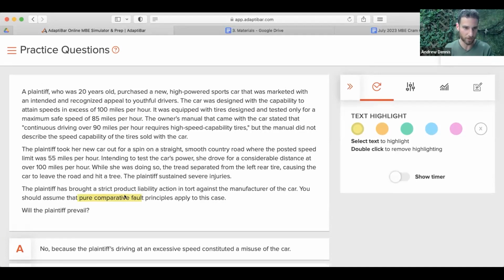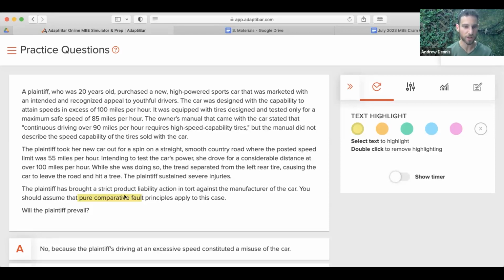The car was designed with the capability of attaining speeds in excess of 100. It was equipped with tires designed and tested only for a maximum speed of 85. The owner's manual that came with the car stated that continuous driving over 90 miles per hour requires high-speed capability tires, but the manual did not describe the capability of the tires sold with the car. The plaintiff took the new car out for a spin on a straight, smooth country road where the posted speed limit was 55 miles per hour. Intending to test the car's power, she drove for a considerable distance at over 100 miles per hour. While she was doing so, the tread separated from the left rear tire, causing the car to leave the road and hit a tree. The plaintiff sustained severe injuries.